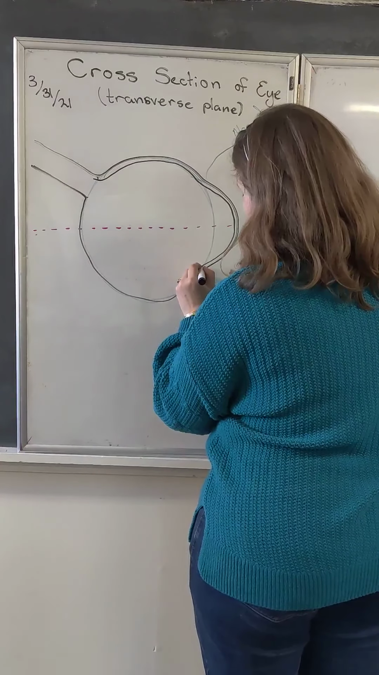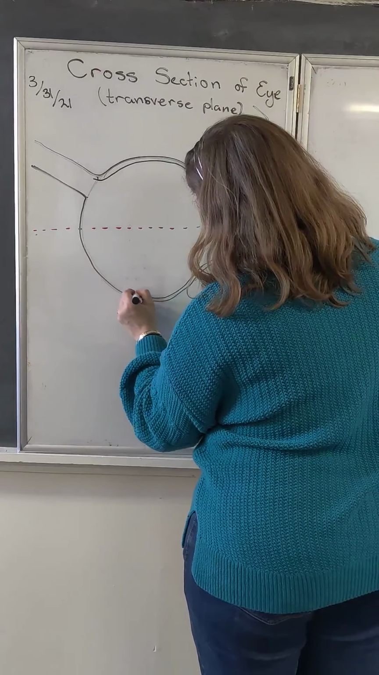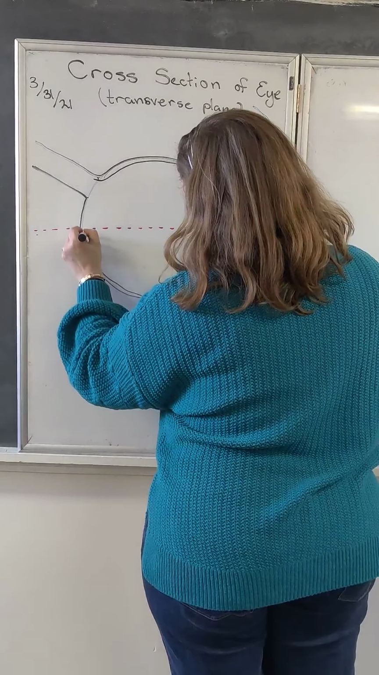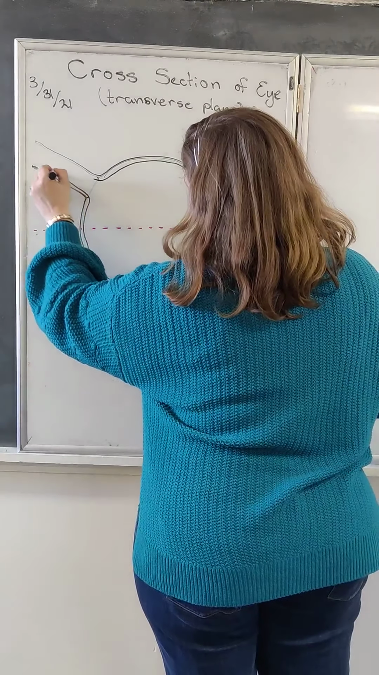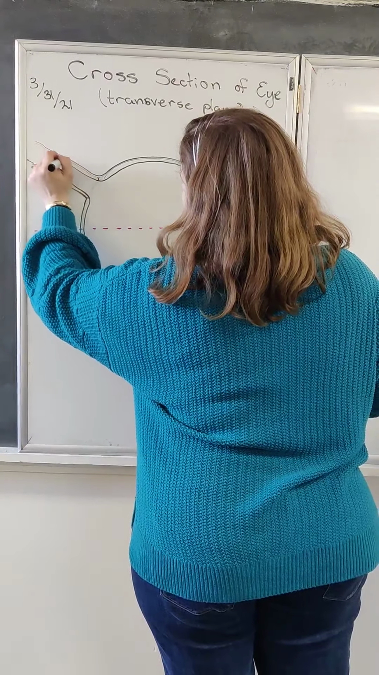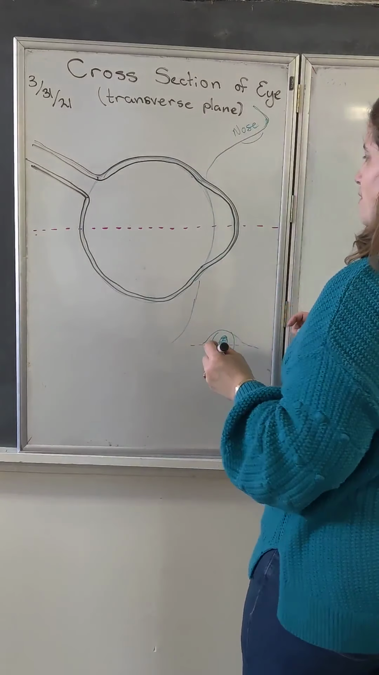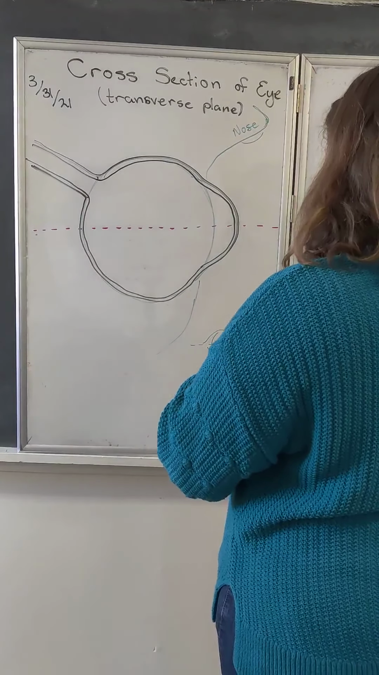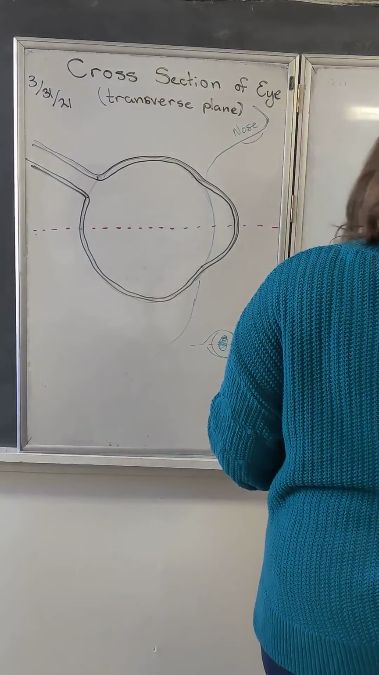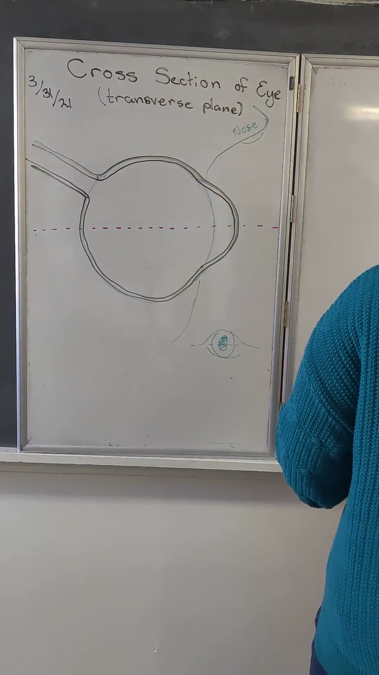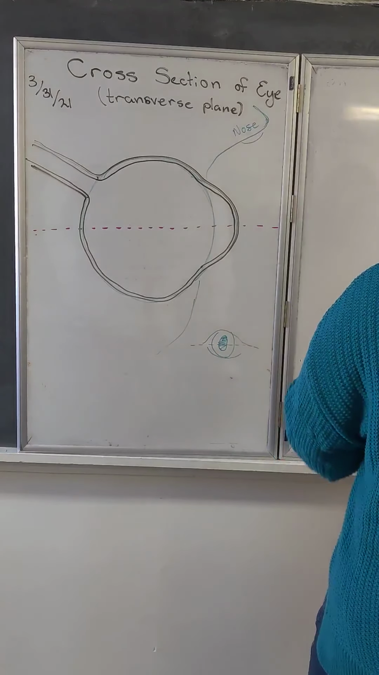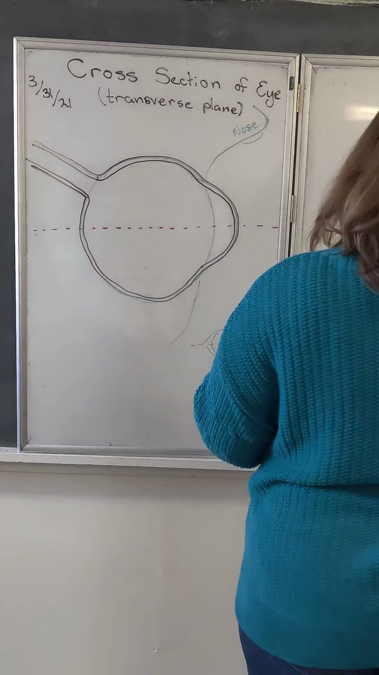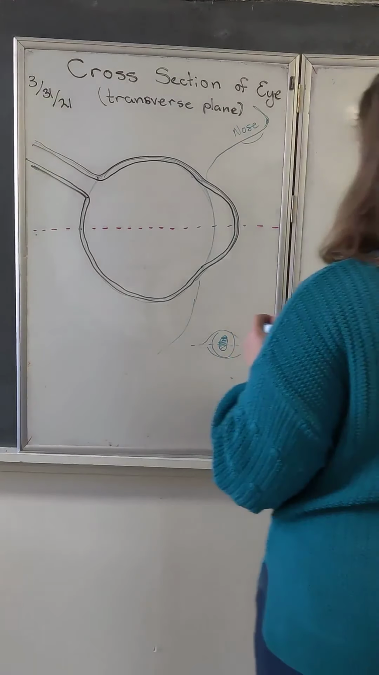So make another line parallel to the first. And this, like I said, is the sclera. We're not diagramming though, right? Or we're not labeling yet. Yes, we usually do labeling. We do labeling, but we're going to do it now.